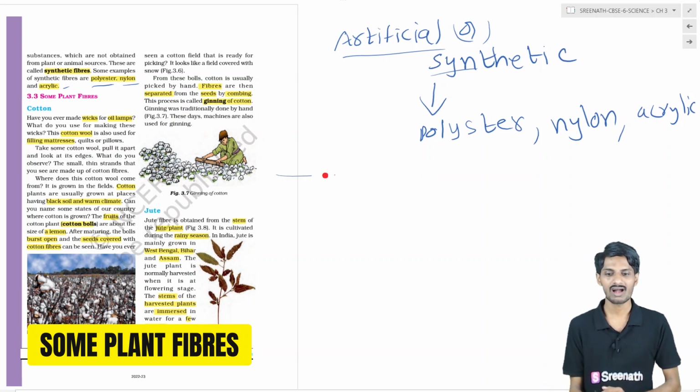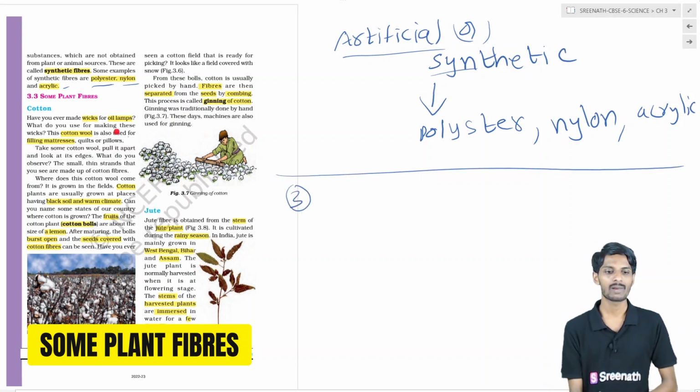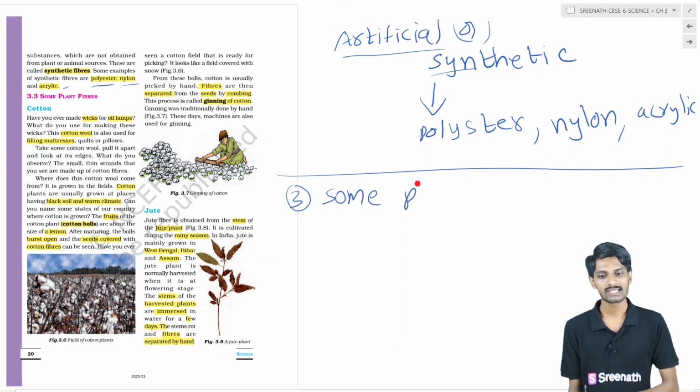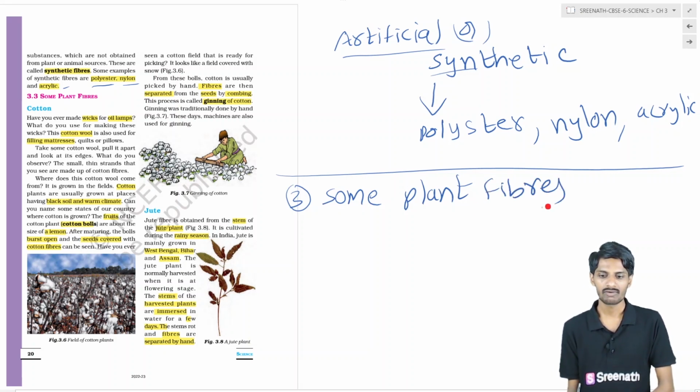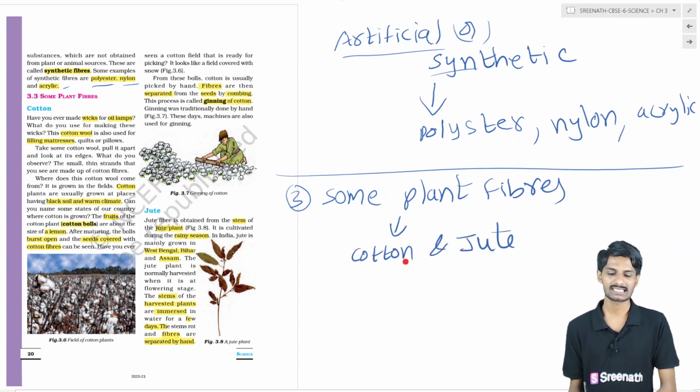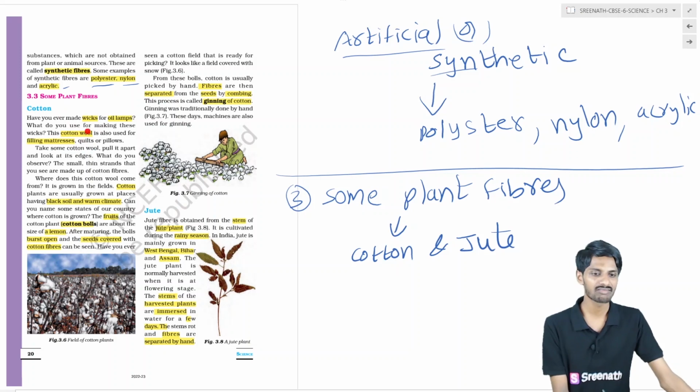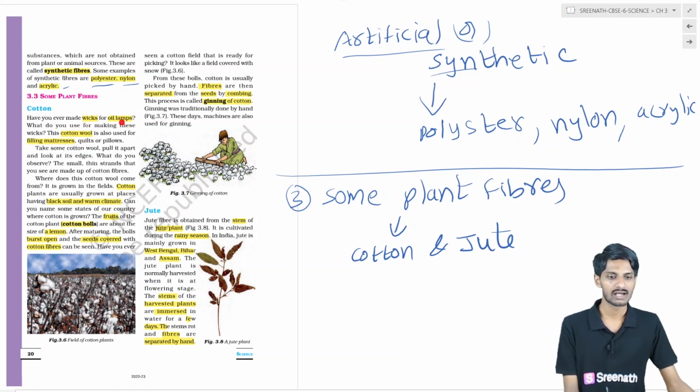Now we will start our third topic, some plant fibers. Among natural fibers, there are some fibers which come from plants. What are those plant fibers? Those are cotton and jute. Now we are going to discuss cotton and jute. First is cotton. Have you ever seen the wicks for oil lamps? Cotton wool is also used for filling mattresses, quilts and pillows. So in these areas cotton fibers are used.